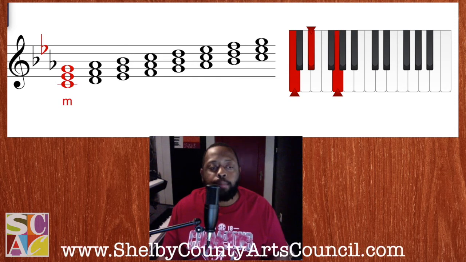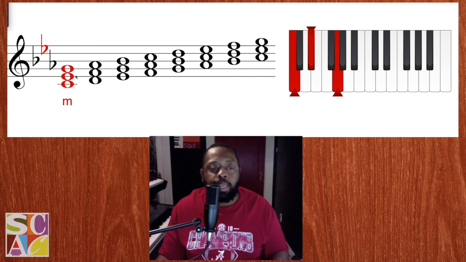First is C minor. Notice the lowercase m indicating that this triad is a minor triad. Let's analyze. From C to E flat is the minor third. From C to G is the perfect fifth. Adding these two intervals together gives you the C minor triad. Let's listen.